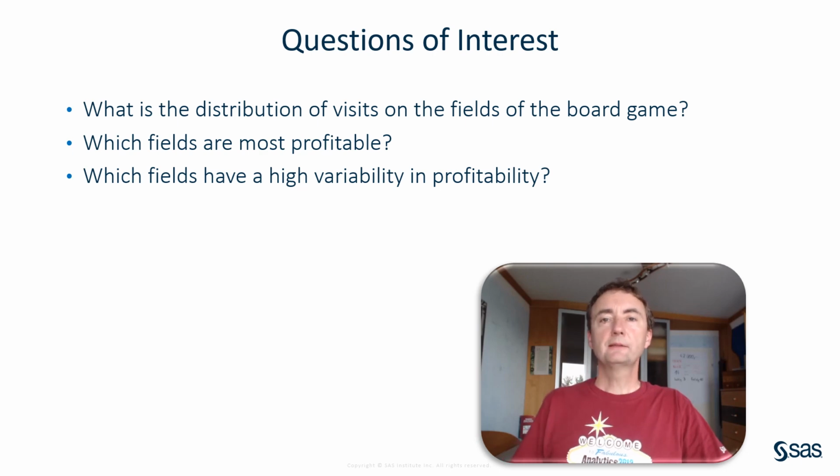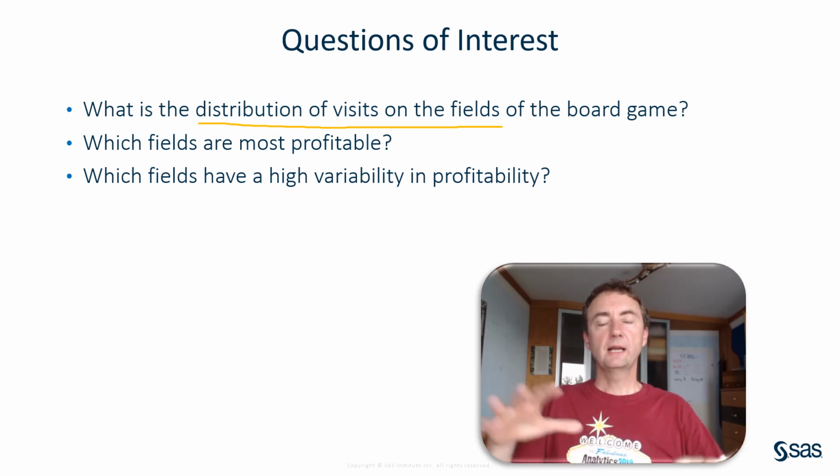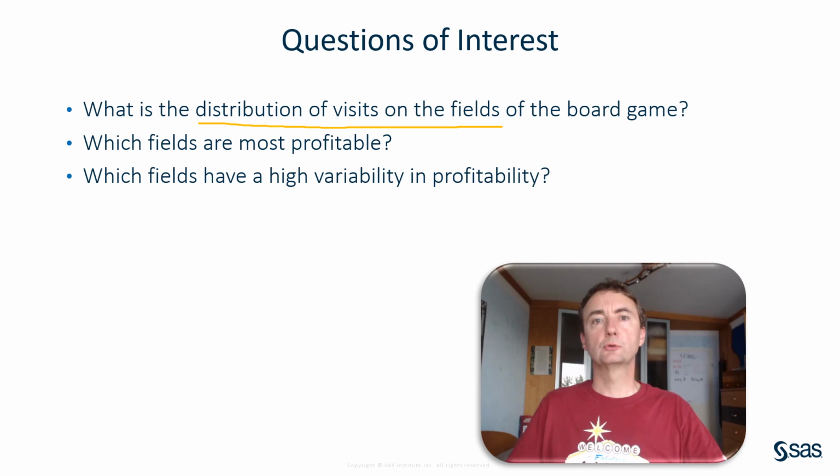The questions of interest that I simulated in my example is to find out what is the distribution of visits of the fields on the board games. Is this very evenly distributed, which you might assume, or is there a certain pattern, is there a certain accumulation of visit frequency on certain fields? How does this look like?